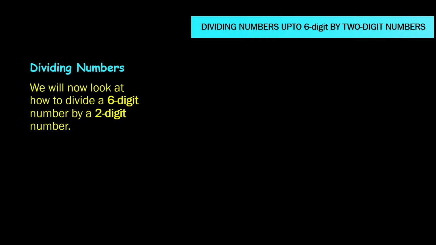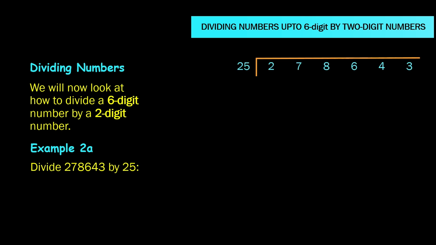We're now going to take a look at dividing numbers, and in particular we will divide a 6-digit number by a 2-digit number. Let's look at an example. Divide 278,643 by 25. Set up the division as shown. Begin on the leftmost side of the 6-digit number.